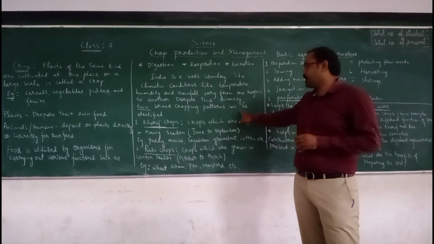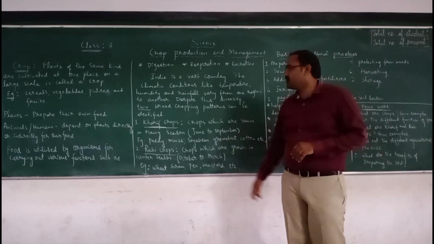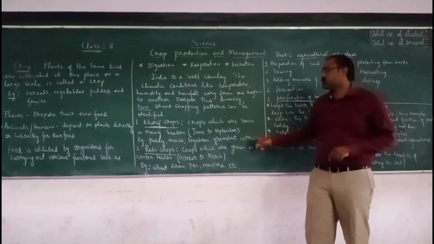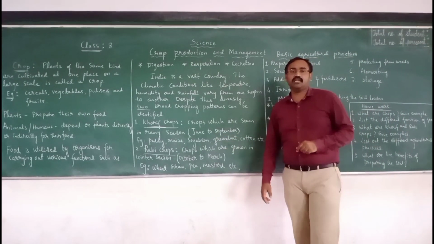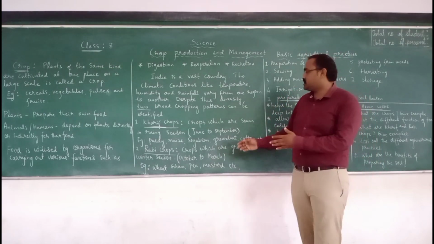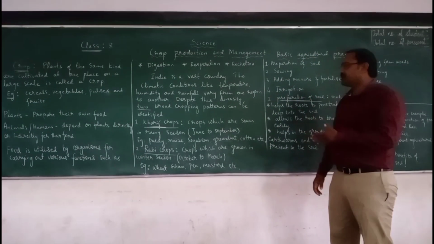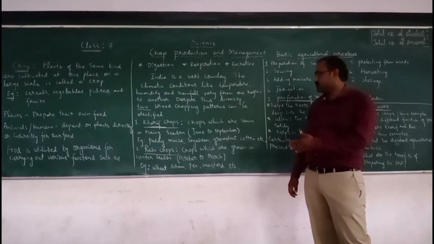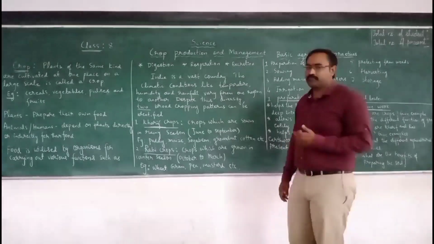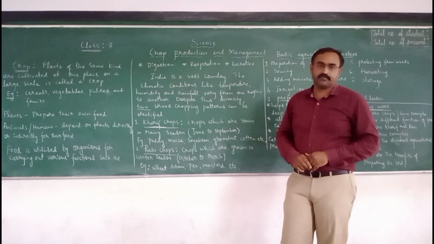The different cropping patterns are mainly of two types: Kharif crops and rabi crops. What are Kharif crops? Crops which are sown during the rainy season are called Kharif crops. The rainy season in India is from June to September. Examples are paddy, maize, soybean, groundnut, cotton, etc. Many other crops are also grown during this rainy season.